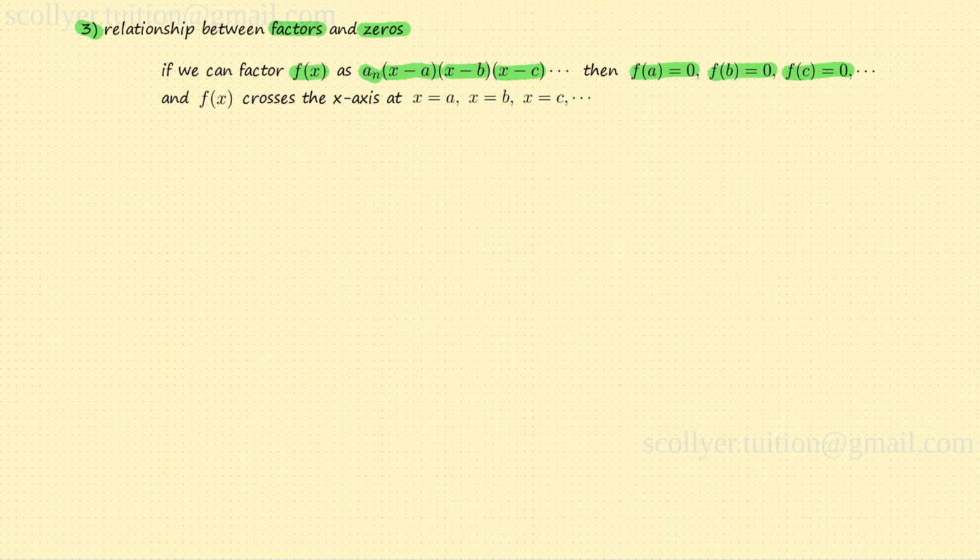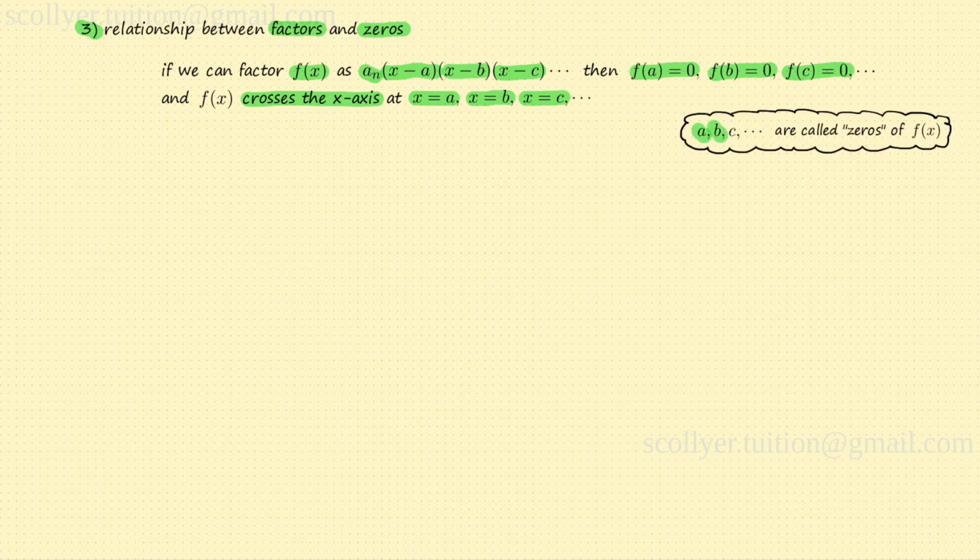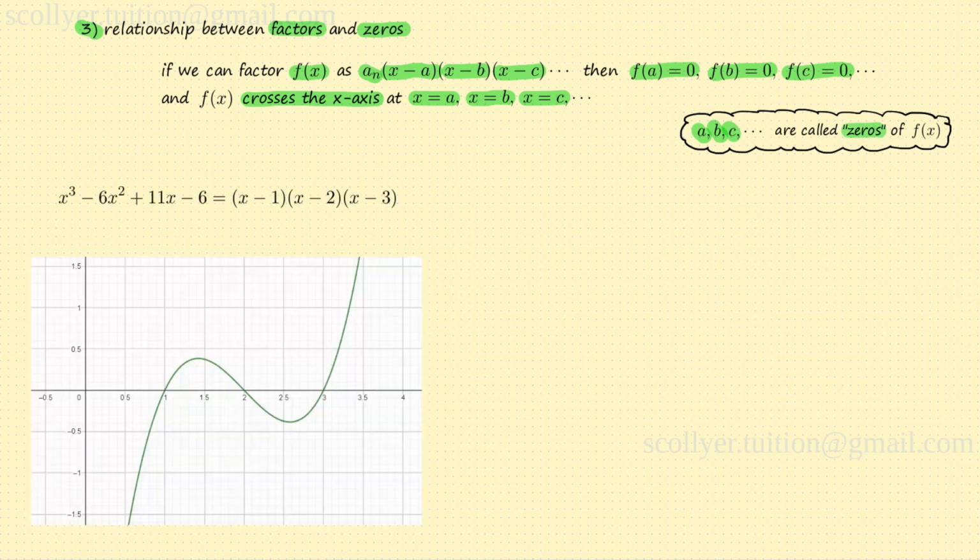And when we can factor f of x in such a way, then the graph of f of x crosses the x-axis at x equals a, x equals b, x equals c, and so on. And in this case, the numbers a, b, c, and so on are called the zeros of f of x. And here we have an example. This cubic polynomial can be factored as x minus 1 times x minus 2 times x minus 3, and we correspondingly see that the graph crosses the x-axis at x equals 1, x equals 2, x equals 3.